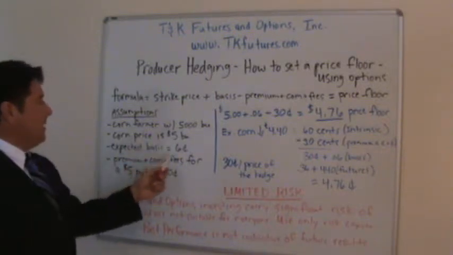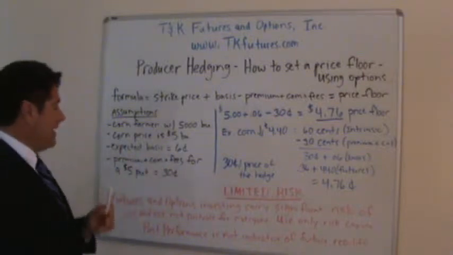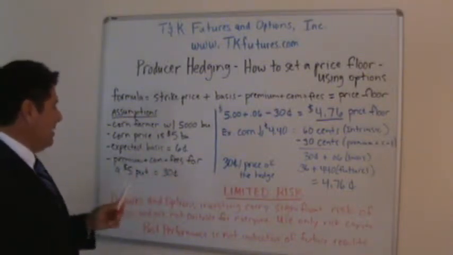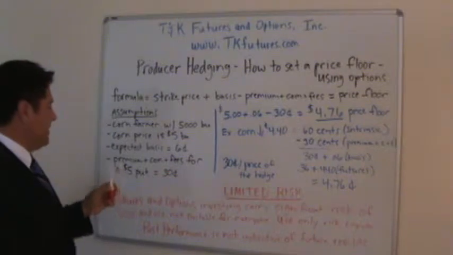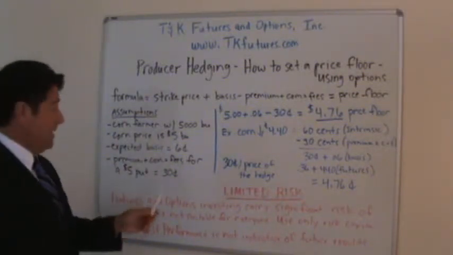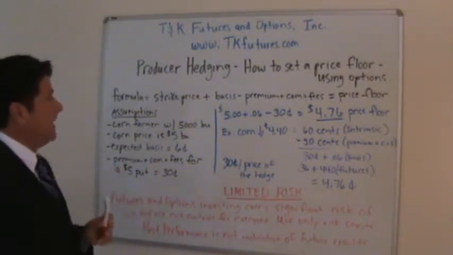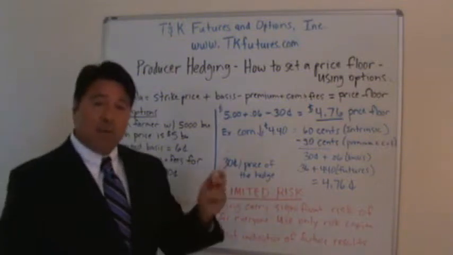And we're also making this up. We're going to say that his expected basis is going to be 6 cents. And we're also going to assume that the premium plus his commissions and fees for an at-the-money put option is going to be 30 cents. Okay, so let's plug this in and see how it works.